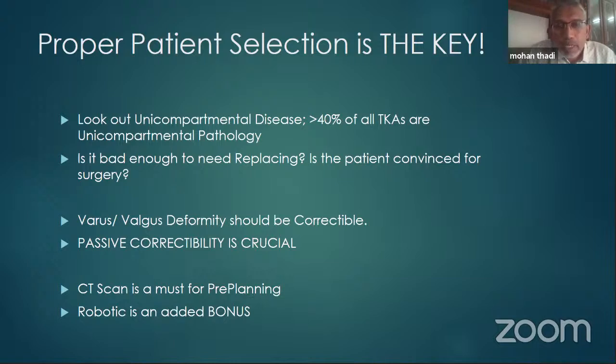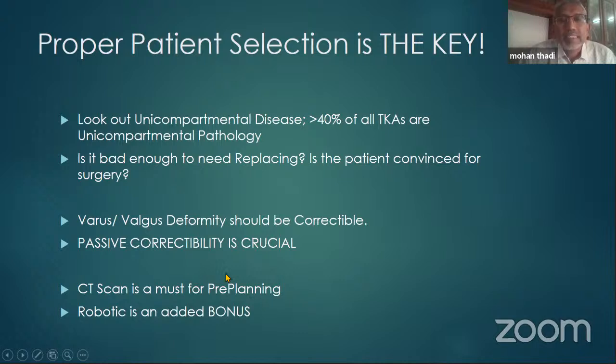Once you have got into this, I noticed that I have been looking out for unicompartmental disease in your outpatient practice. And you start seeing more and more. Then you have to ask yourself, is it bad enough to need replacing? Is the patient convinced for surgery, or are they quite happy trying conservative treatment? Of course, when all else has failed, then surgery is required.